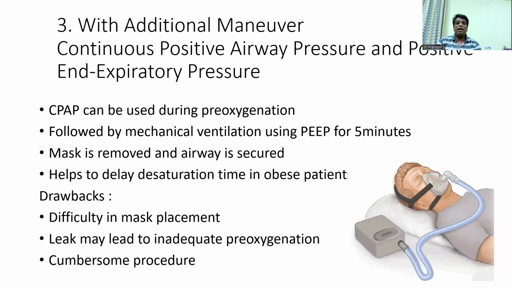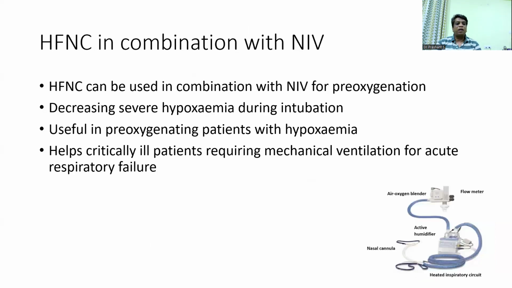This pressure effect especially helps whenever there is an obese patient with a basal atelectasis. But it comes with some drawbacks, like there is little difficulty in connecting or securing the mask. There will always be some amount of gas leak under the mask. The next one is the high frequency nasal cannula oxygenation. It can be combined with non-invasive ventilation, which helps us to decrease the severe hypoxemia during the intubation, and is also useful in pre-oxygenating the patient with hypoxemia.